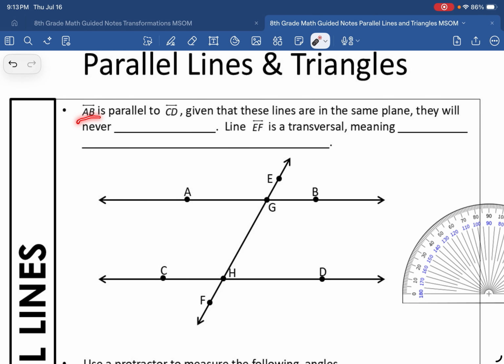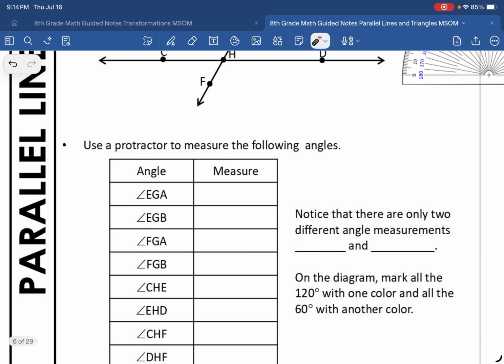It tells us line AB is parallel to line CD. So this line right here is parallel to this line right there. Given that these lines are in the same plane, they will never intersect. Line EF right here is a transversal, meaning the line passes through the two lines. It says use a protractor to measure the following angles.